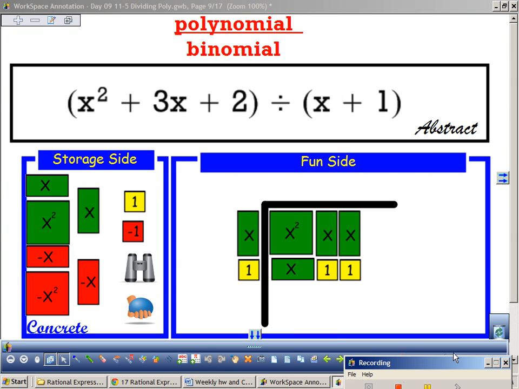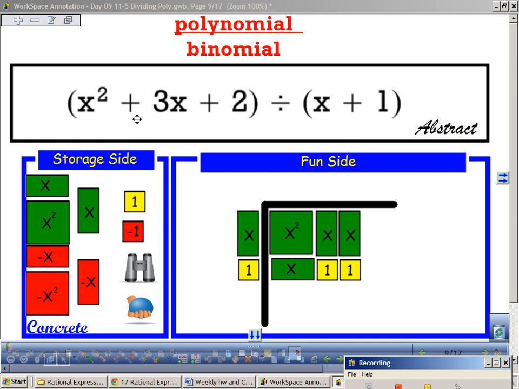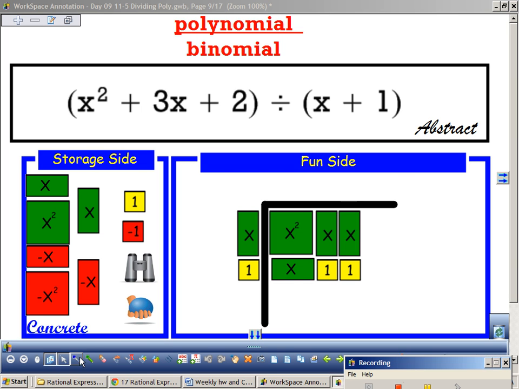Okay. A polynomial divided by a binomial. You don't have to do this, but I'm going to show you what it looks like with algebra tiles. So here's x squared plus 3x plus 2. You see it? Visualizing it? What? Yes, you have done it before.